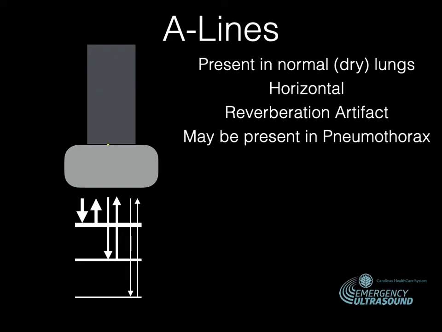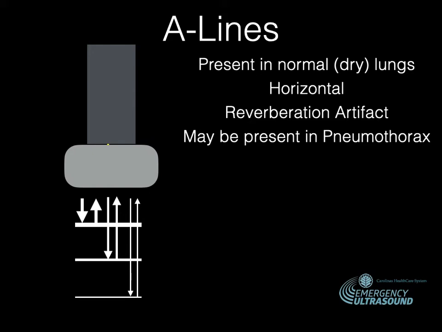The first thing we're going to talk about are our air artifacts, and we're going to start with A-lines. So these are present in normal or dry lungs. A-lines are a reverberation artifact, going back to our ultrasound physics lecture. This is a reverberation artifact that occurs when the ultrasound beam is reflected off of a highly reflective surface, or the lung pleura. The first horizontal line is the true image. The beam is then reflected again off the transducer, and since it takes twice as long, a second line equidistant to the first appears, and so on and so on.